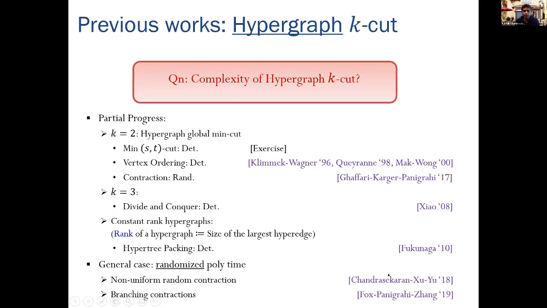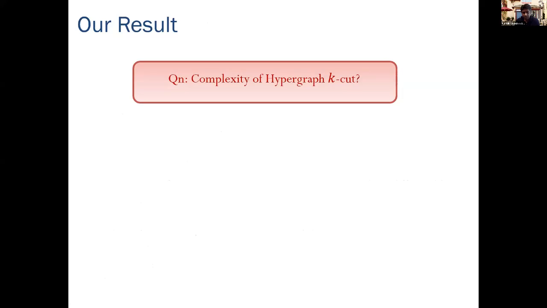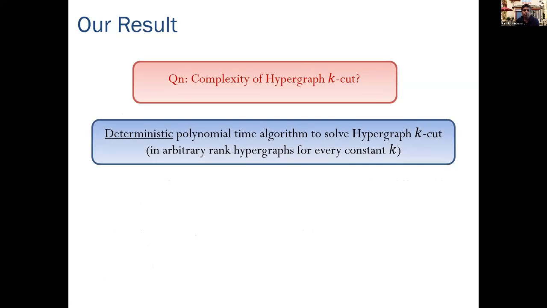which were discovered in the last couple of years. Both of them are based on random contraction, which does not extend to submodular k-partition. And moreover, both of them are randomized algorithms. So it's natural to ask if we can get deterministic polynomial time algorithms for hypergraph k-cut. And that brings us to the main result of this work. We give a deterministic polynomial time algorithm to solve hypergraph k-cut.